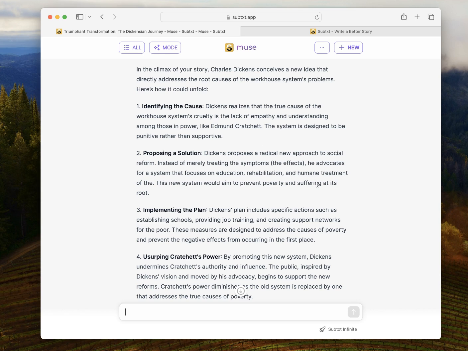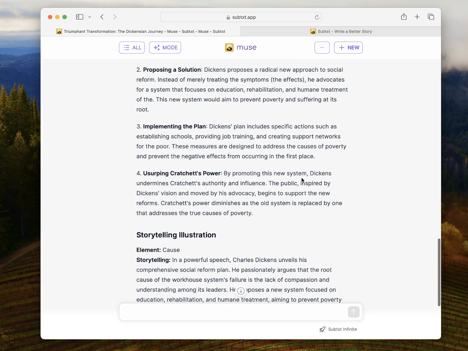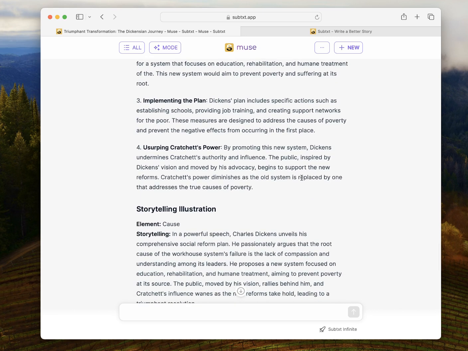Dickens proposes a radical new approach to social reform. Instead of merely treating the symptoms, he advocates for a system that focuses on the education, rehabilitation, and humane treatment of the workers. It does drop some words. This new system would aim to prevent poverty and suffering at its root. Dickens' plan includes specific actions, and by promoting this new system, Dickens undermines Cratchit's authority and influence.